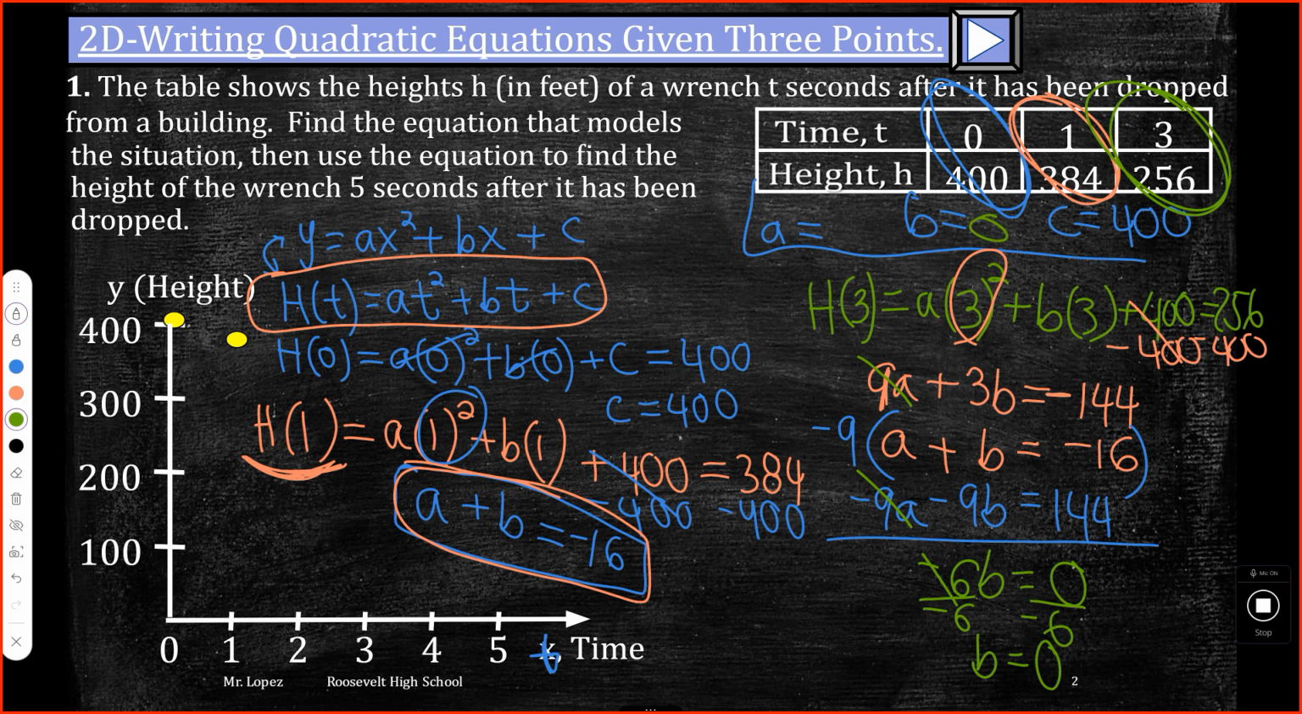Now I need to find A. How can I find A? Somebody say plug it in. That's good. Plug it in, yes or no? Plug it into this equation. So it's going to be A plus what? B is 0, isn't it? A plus 0 is equal to negative 16. So what's A plus 0?